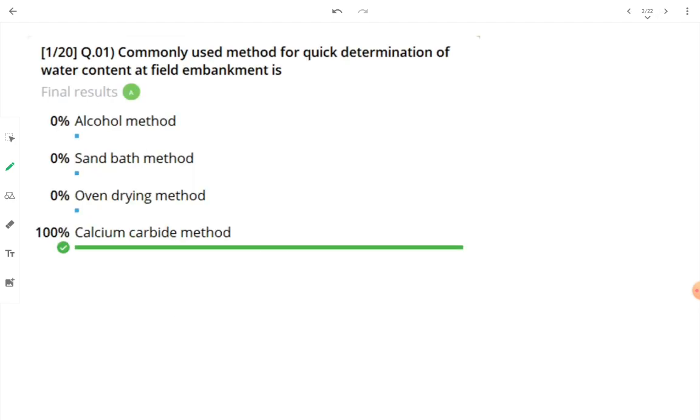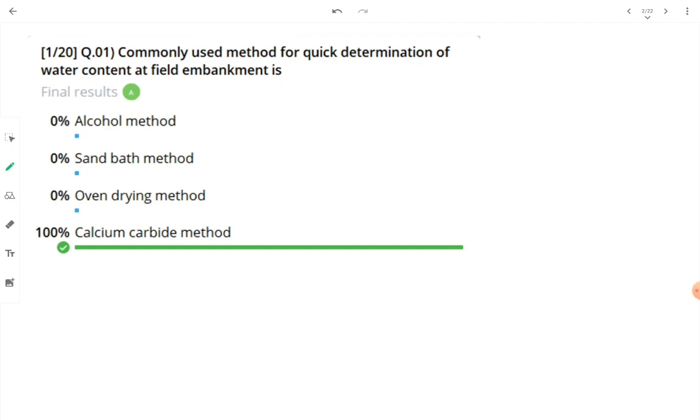So the question number 1 was saying commonly used method for quick determination of water content at field embankment is, and the answer is calcium carbide method. Now let's see what alcohol method, sand bath method and oven drying method are. See, alcohol method is a field method, but it is not suitable for all soil types, and in field we may encounter any soil type. That's why even though it's a field method, it is not suitable for every soil type. That's why it cannot be the perfect answer for the asked question.